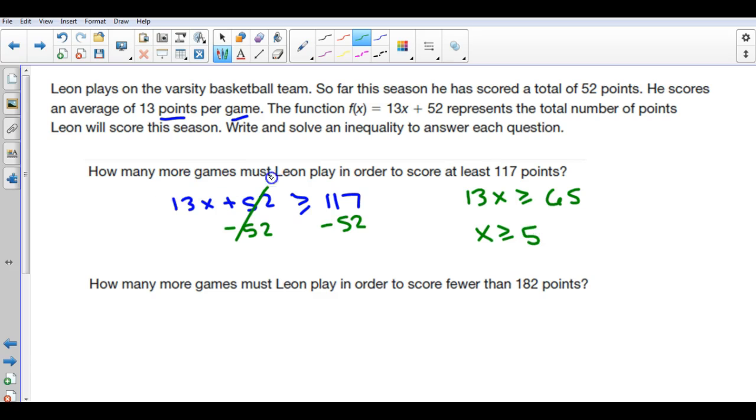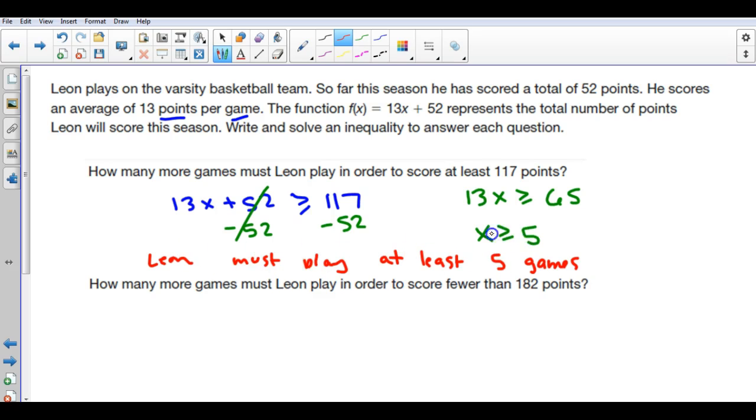So it says, how many more games must he play? If I'm going to write out a sentence for this, I would say Leon must play at least 5 more games. So if he plays 5 games, he will earn exactly 117 points. If he plays 6 games, he would earn 13 more points. That's 130 points. So all of those are going to represent the number of solutions.